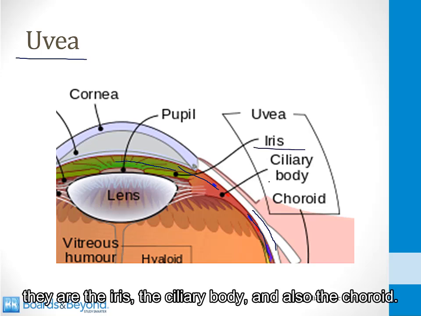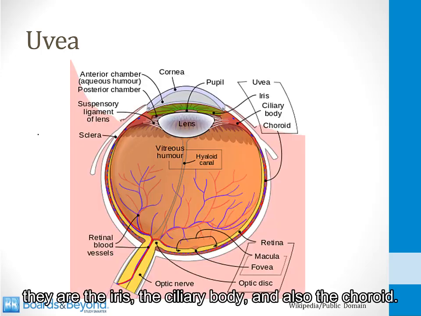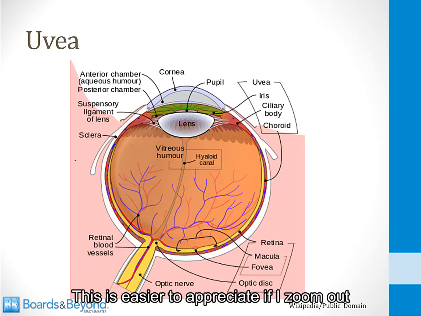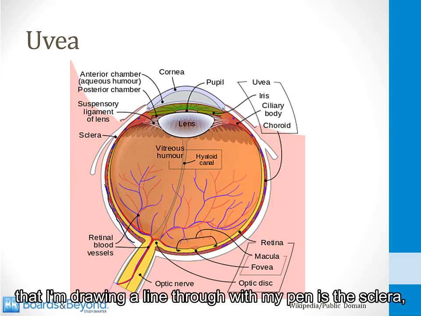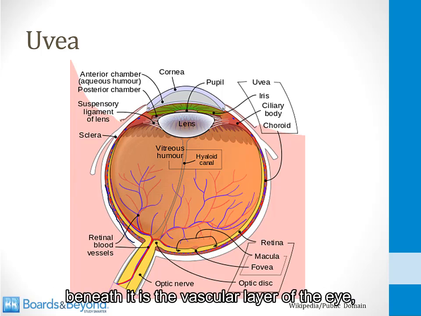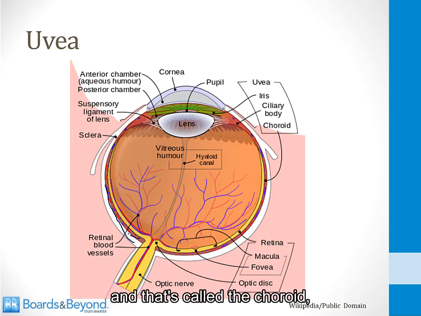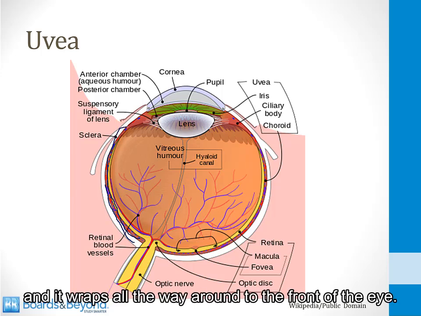They are the iris, the ciliary body, and also the choroid. This is easier to appreciate if I zoom out and show you the entire picture of the eye. So the white layer that I'm drawing a line through with my pen is the sclera. Beneath it is the vascular layer of the eye, and that's called the choroid, and it wraps all the way around to the front of the eye.